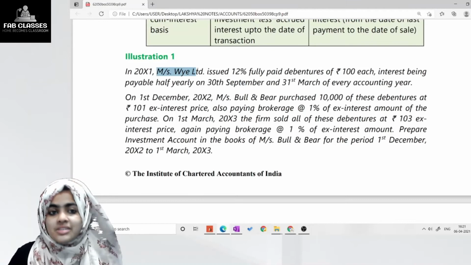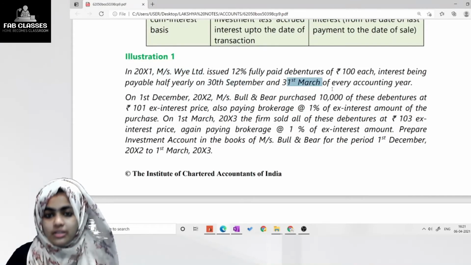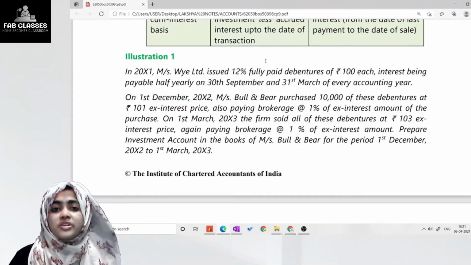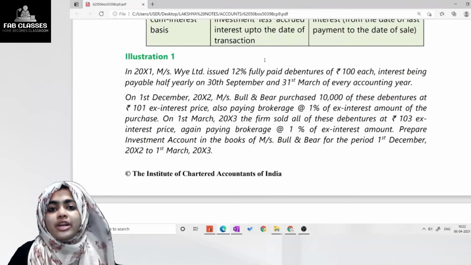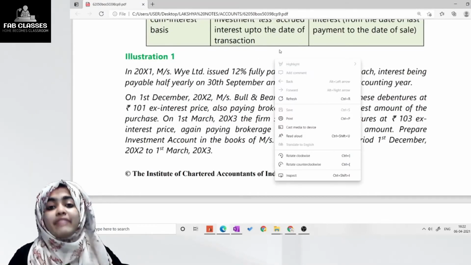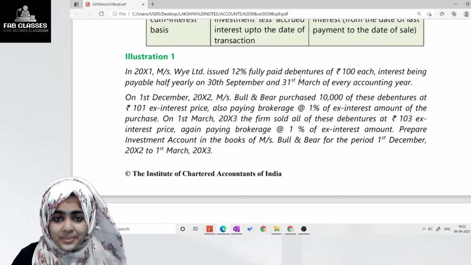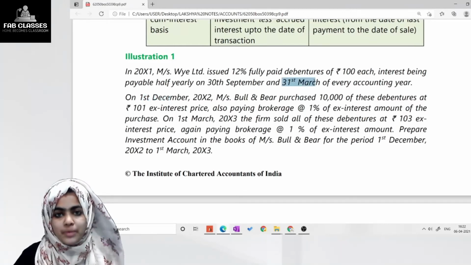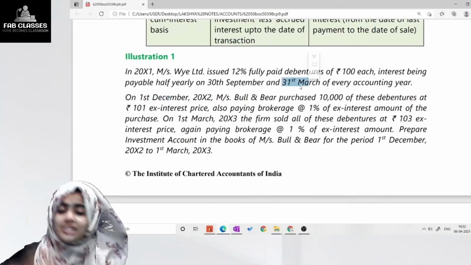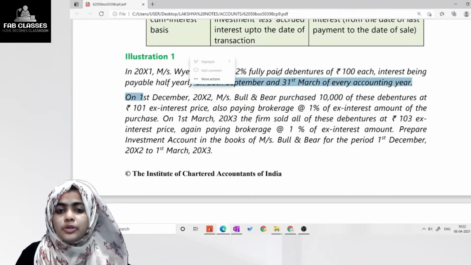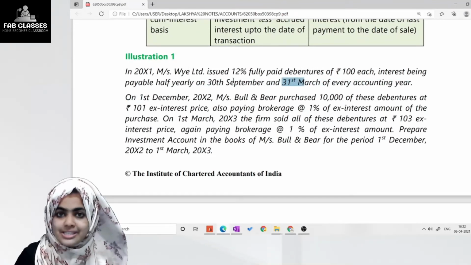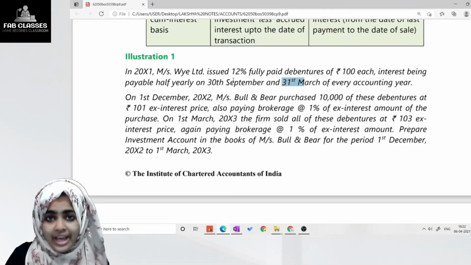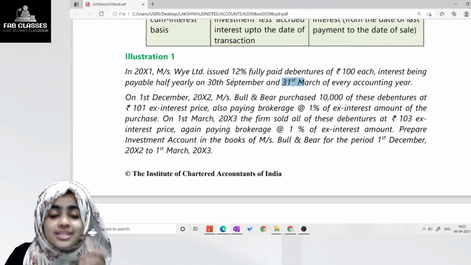From Y Limited, we are getting interest on 30th September and 31st March, but we have purchased on 1st December. So for 2 months we did not have the debenture in our hands, and we are not eligible to get the interest for that 2 months. But we will be getting the interest on 31st March for 6 months itself, not for 4 months from 1st December to 31st March. We had the debentures in our hands only for 4 months, but we are going to receive the money for 6 months.